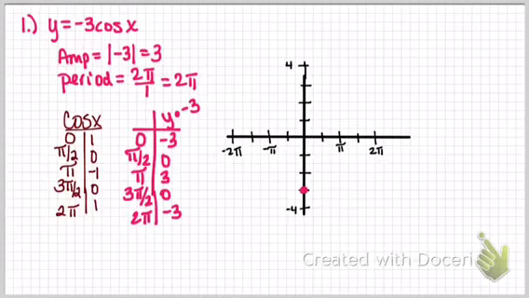Alright, so I'm going to graph what it told me. 0, -3, pi over 2, 0, pi, +3, 3 pi over 2, 0, and 2 pi, -3. Alright, so that's 1 full period, but it said 2. So, I'm not going to go to the right because there's not much room there, but I am going to go to the left, and I'm just going to follow my pattern.